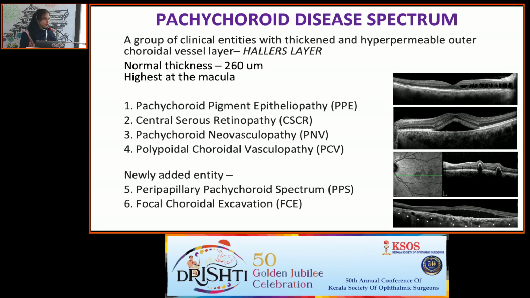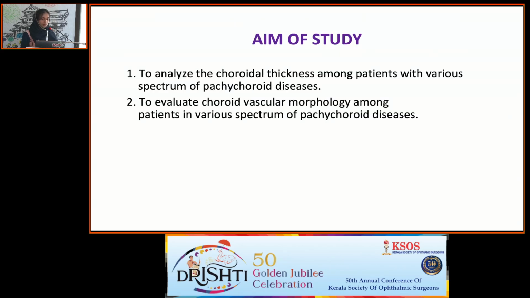The spectrum includes the following entities: pachychoroid pigment epitheliopathy, central serous chorioretinopathy, pachychoroid neovasculopathy, polypoidal choroidal vasculopathy, and the newly added entities peripapillary pachychoroid spectrum and focal choroidal excavation. The aim of our study was to analyze the choroidal thickness among the patients of pachychoroid disease spectrum and to evaluate their choroidal vascular morphology.